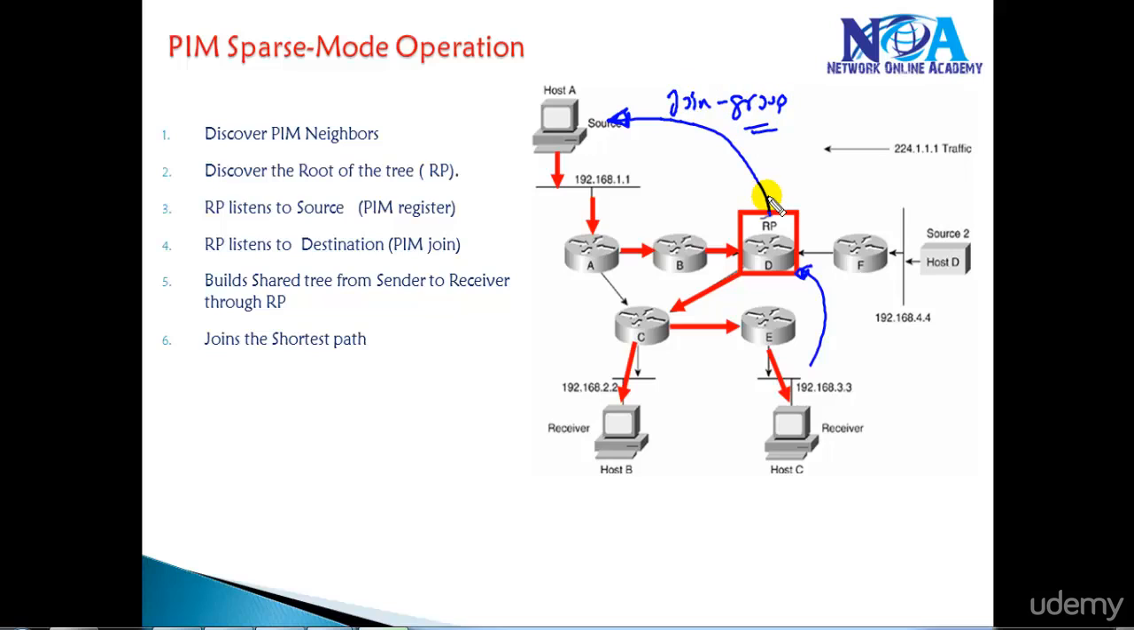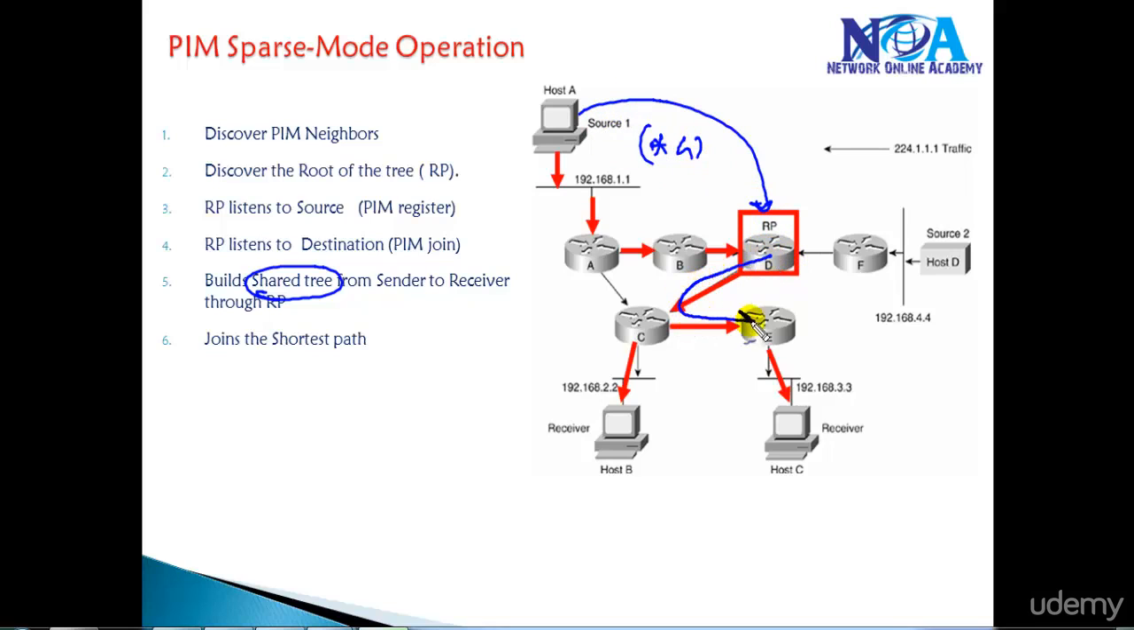Now all the routers in the reverse path, from the RP to the source, install star comma G entries, again with the output interface facing towards the RP. And the multicast traffic begins to flow via the RP to the receiver based on the star comma G entries. Once it builds the shared tree, from the source towards the RP you have star comma G entries. So the multicast traffic goes through the RP, and from the RP it flows back to the receiver with the star comma G entries. This is the next step: it builds a shared tree from sender to receiver via the RP.